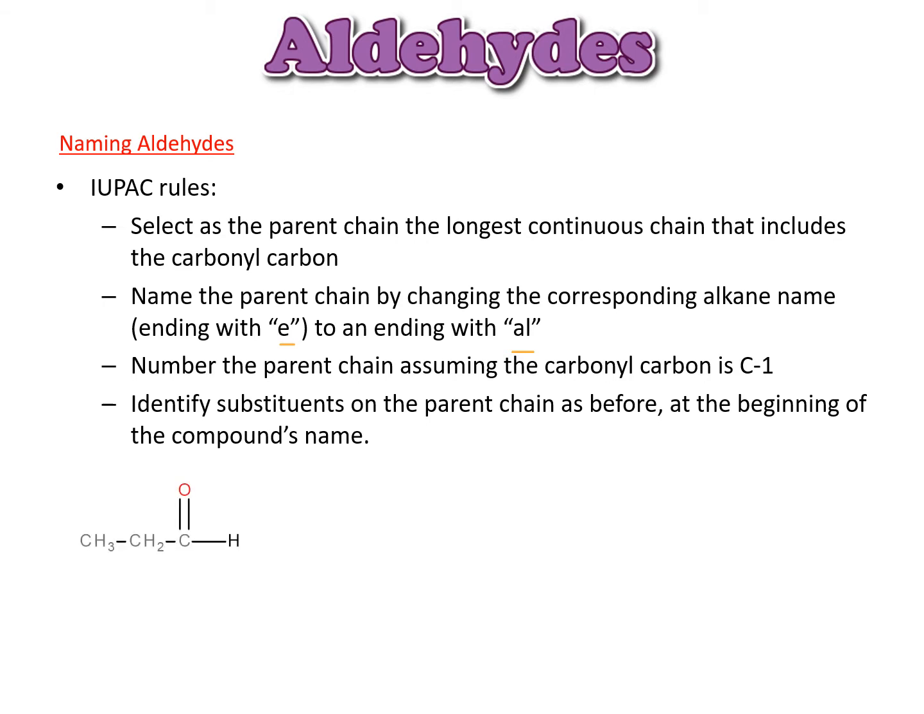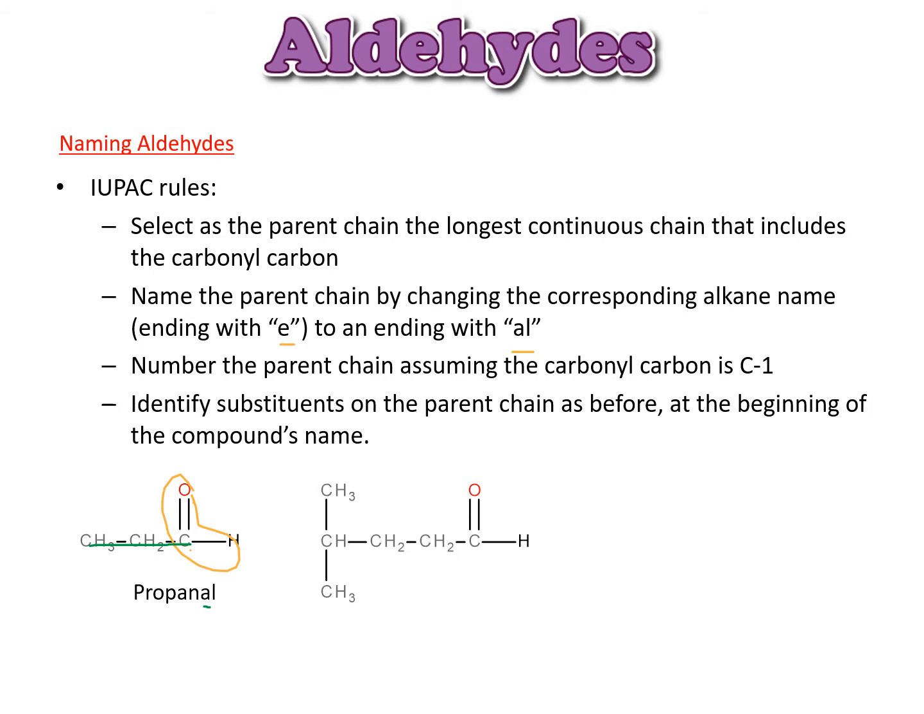So here's our first example. And you can see that, again, our CHO group is at the end of the molecule. We'll identify that as an aldehyde. The chain is 3 long, so this one should simply be propanal. Notice the ending is al.